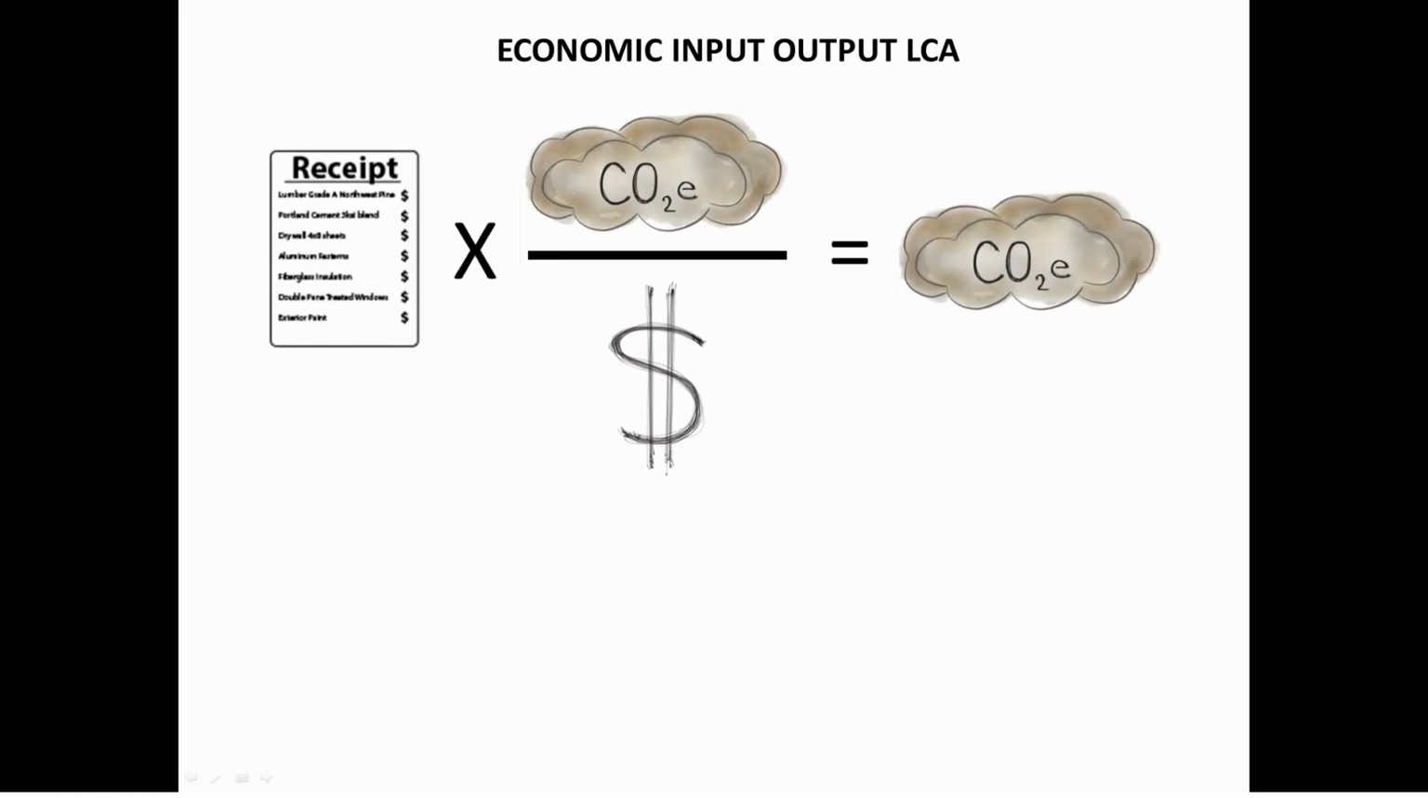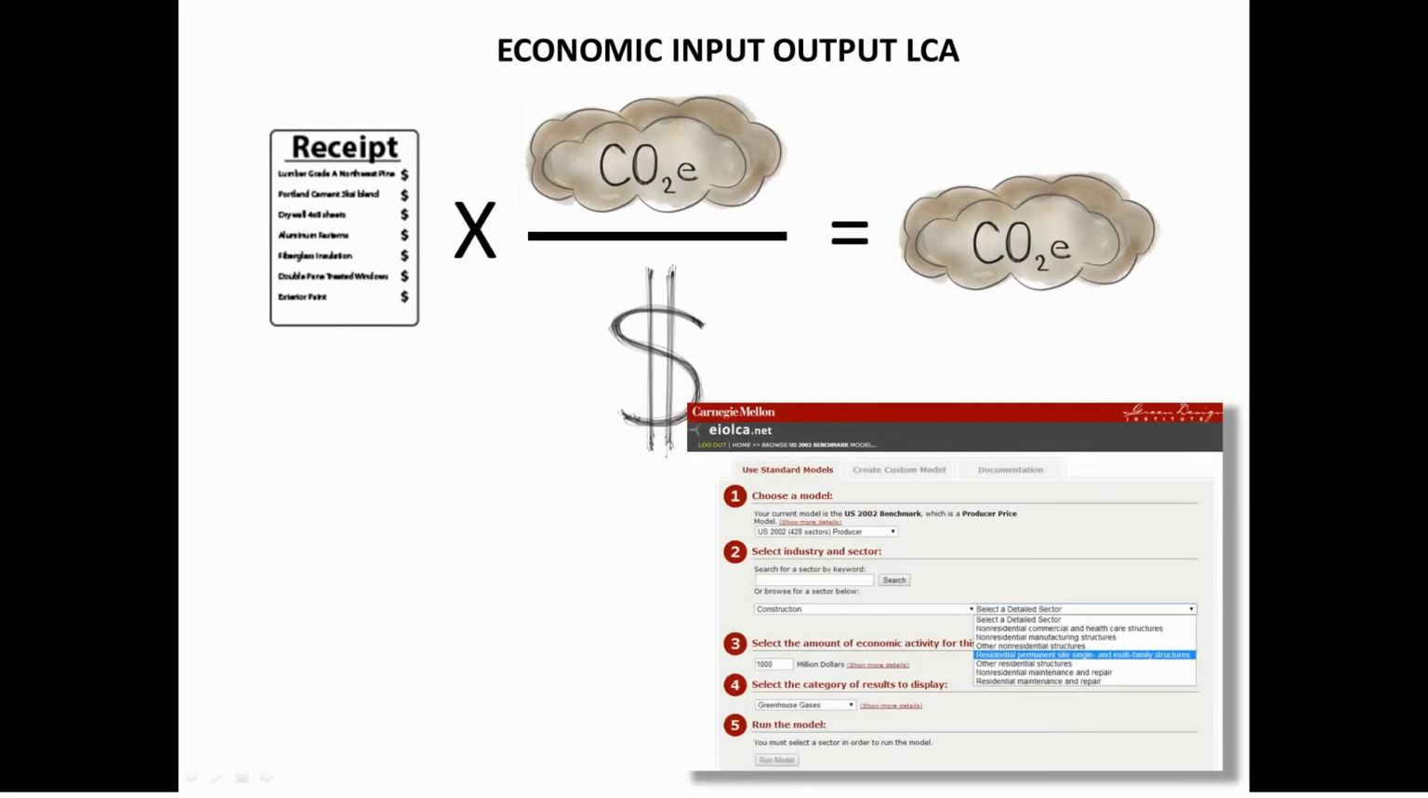Carnegie Mellon University has a free online resource that has taken national economic data broken into 400 sectors and then paired those sectors with emissions that they're responsible for. The upside of the EIO methodology is that only a dollar figure and a sector are needed to know how many emissions were produced by that process.